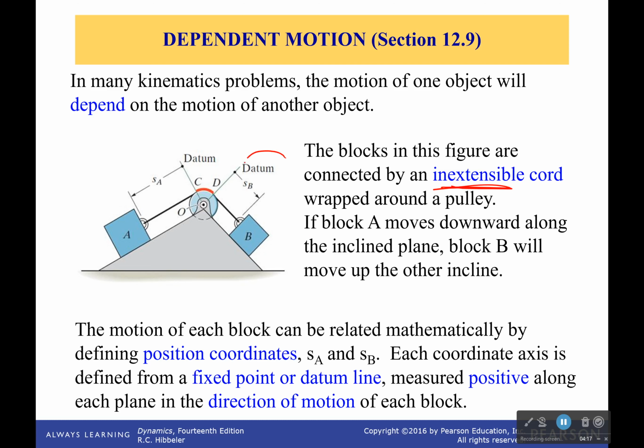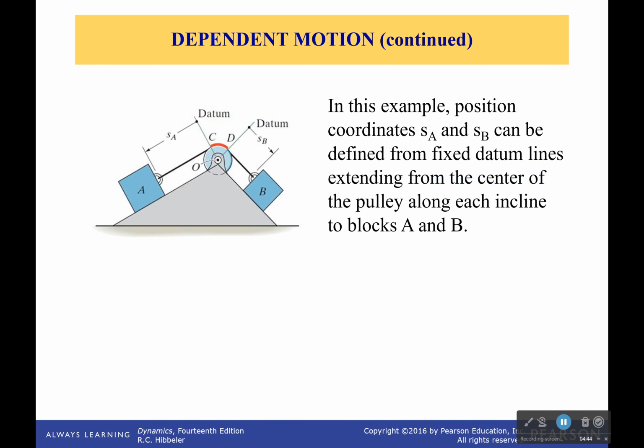Now, right here you can see the word datum. That's just saying where we say these position coordinates start. The origin is from here. These two datums, which do not have to be mutually perpendicular or parallel, are both originating from that origin. And they're measured positive from the origin, in the direction of each block, as in going from the datum to the block. Okay, so we know that they have an SA and an SB. We can define that fairly simply.